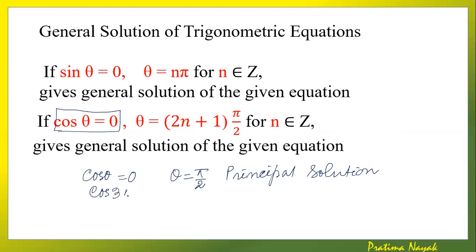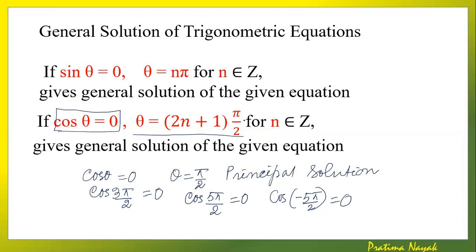every odd pi by 2, 3 pi by 2, again it is 0. Cos 5 pi by 2, again it is 0. Cos minus 5 pi by 2, this is also 0. So instead of this odd pi by 2, we write that theta is equal to (2n plus 1) into pi by 2. So when cos theta is 0, theta is equal to (2n plus 1) pi by 2. That means this gives you an odd multiple of pi by 2 for n an integer. So this is the general solution of cos theta is equal to 0.